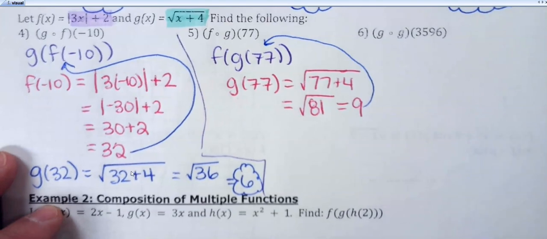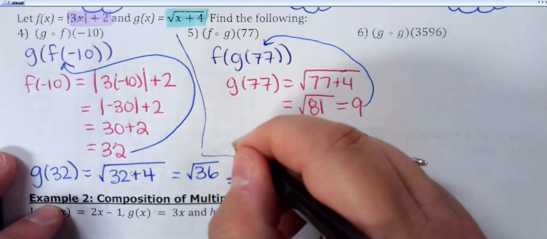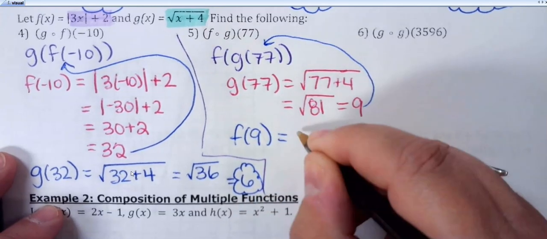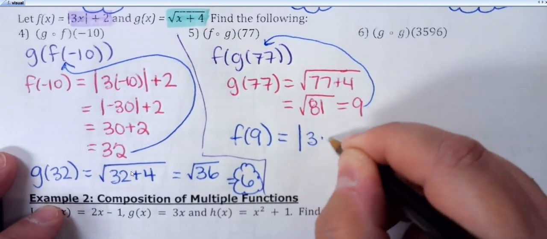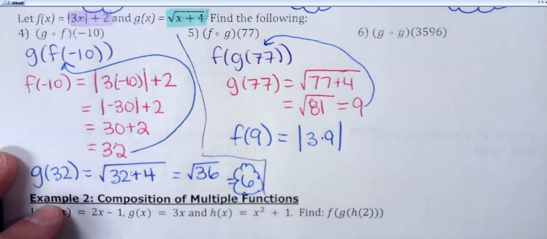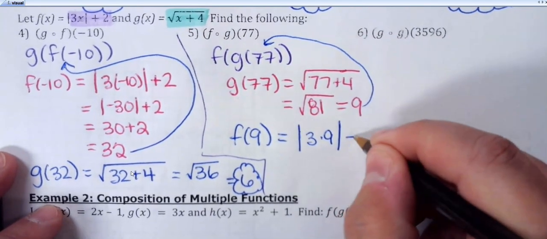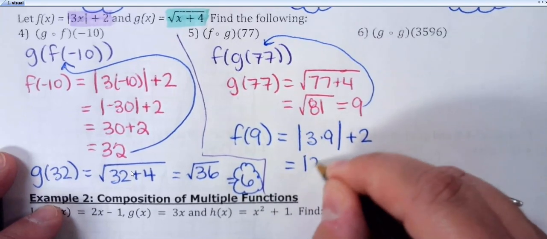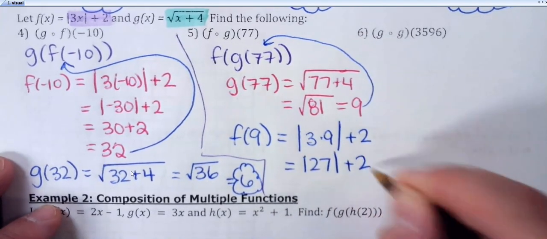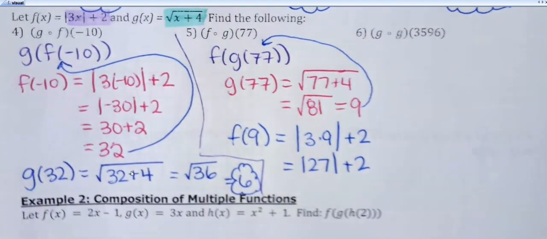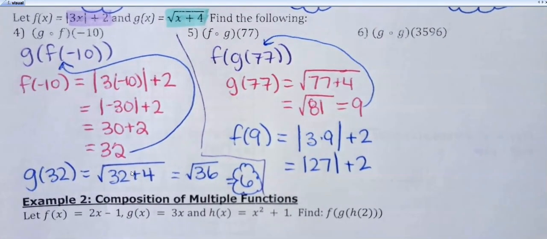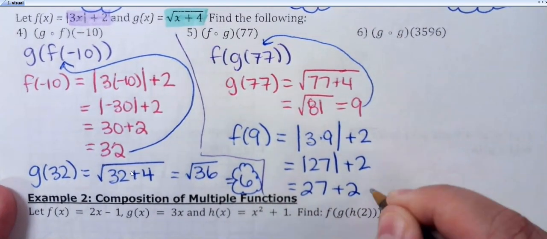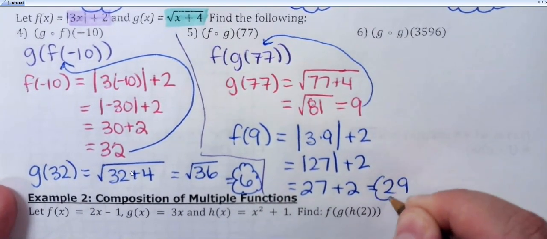Now, once you got the 9, that's what g of 77 is equal to. So to get my actual answer after my composition here, I'm going to do f of 9. Now, in your absolute value, you just have 3 times 9. After that, we would add 2. So 3 times 9 is 27. And in terms of an absolute value, if it's already a positive number, it's just going to stay positive. It doesn't change it to the opposite. So this would be 27 plus 2, and then my answer is going to be 29.